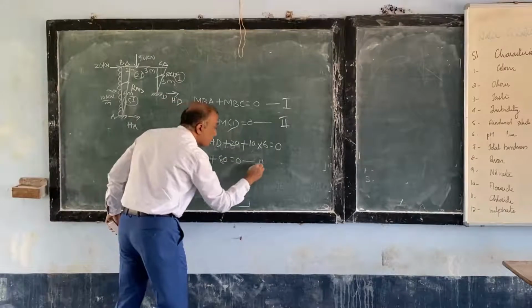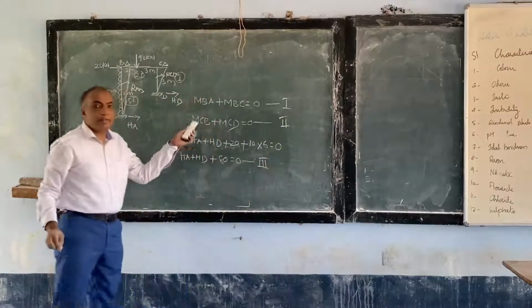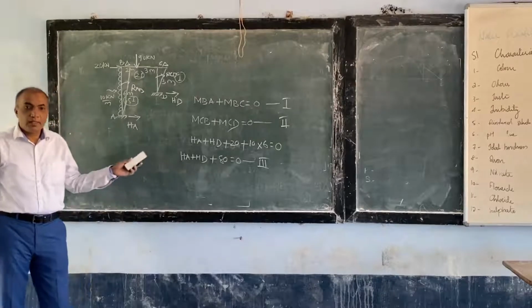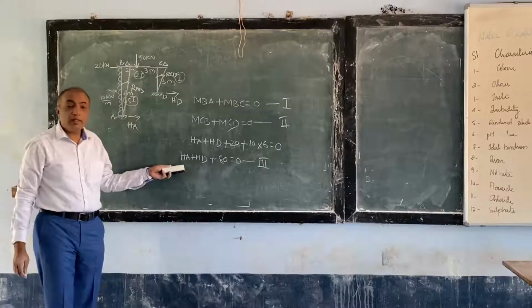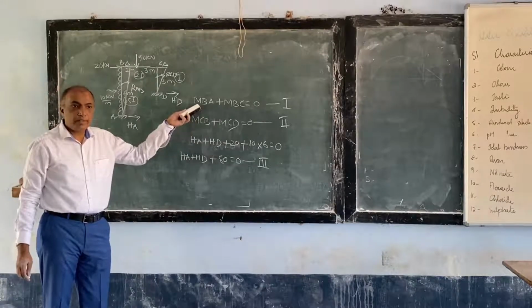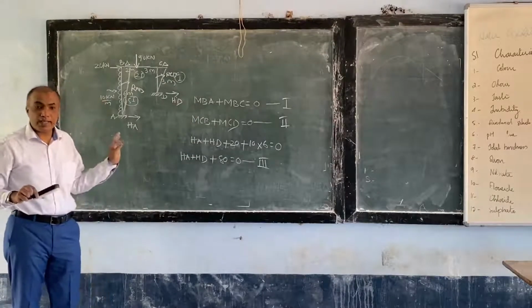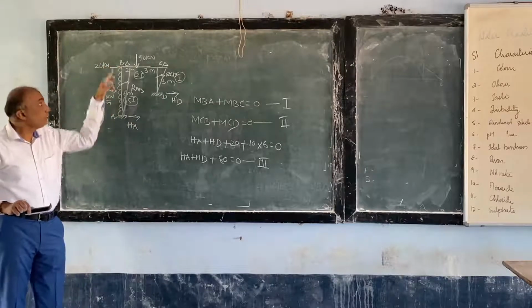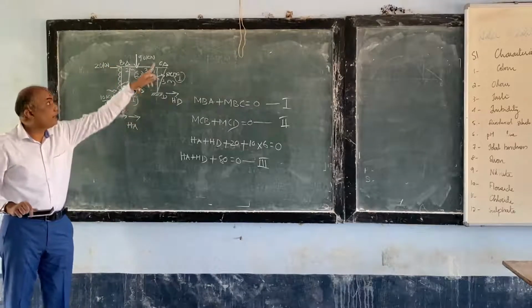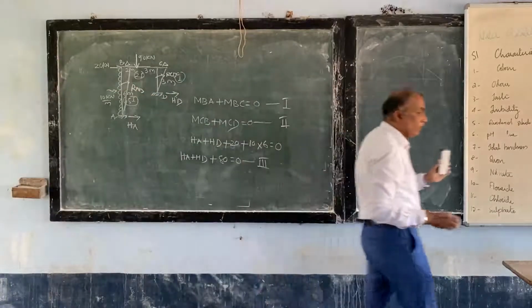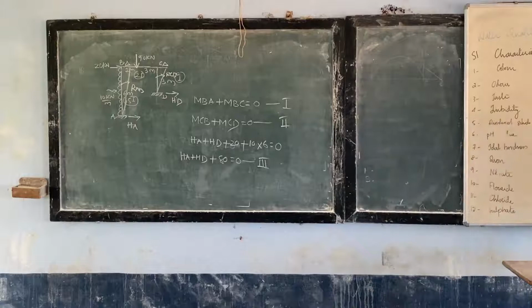This is the third condition. The first 2 conditions are very simple, but the third condition is slightly complicated. So we have to bring this third condition into a form compatible with the other 2 conditions. For that, like we explained in the last class, you have to write the free body diagram of AB and the free body diagram of CD. So let us do that.